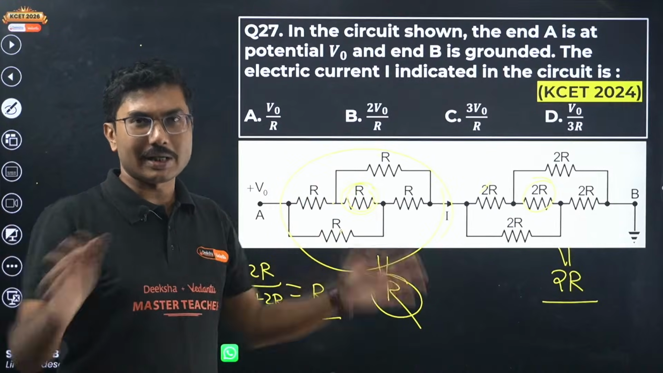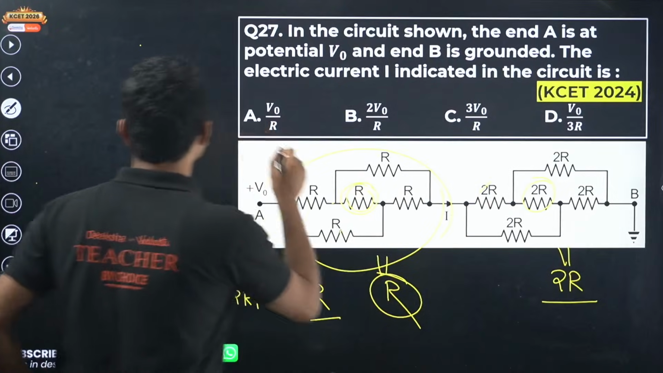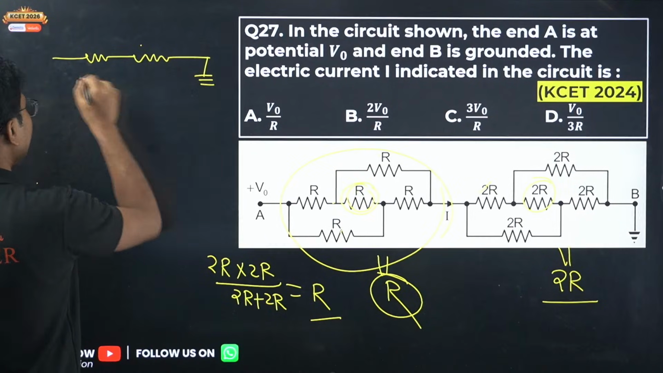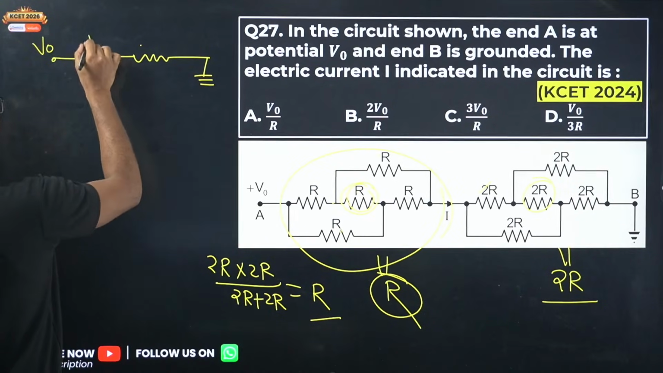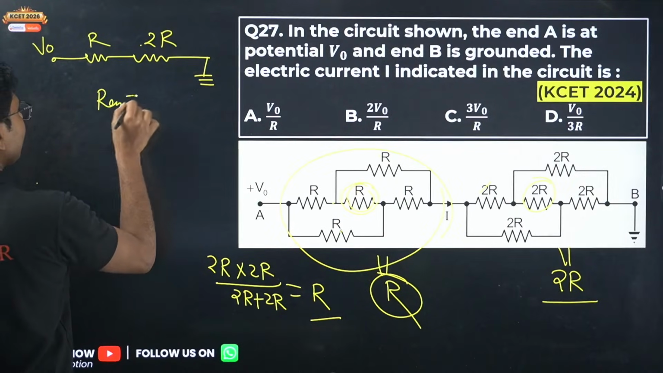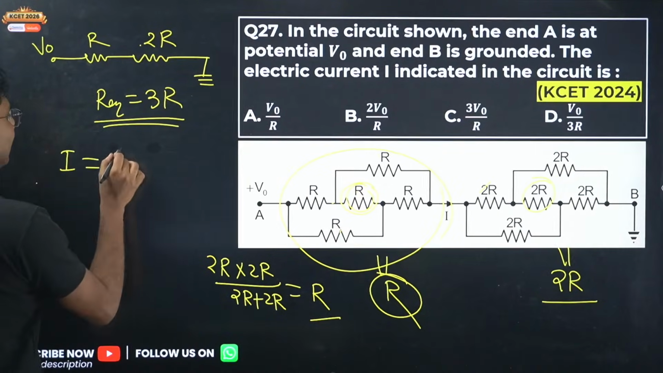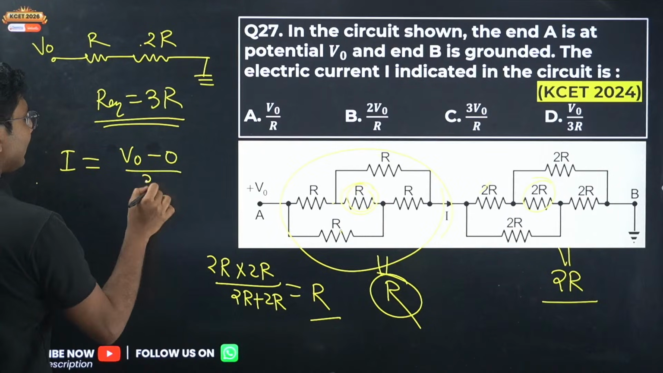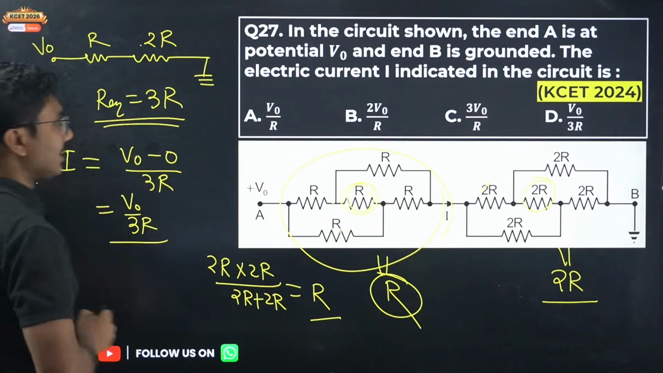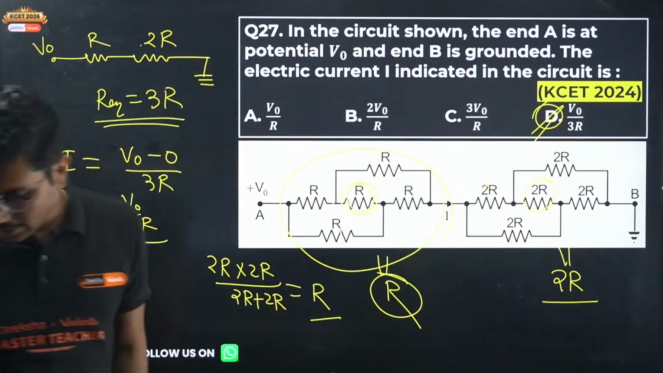Now in this problem, this is R, this is 2R, so these two are in series. This end is grounded, this end is at plus V0. If you add them, the total resistance is equal to 3R. So what is the current in the circuit? Current is V0 minus 0 divided by 3R, that is V0 by 3R. So this is the current, V0 by 3R, so option D is correct. Clear?